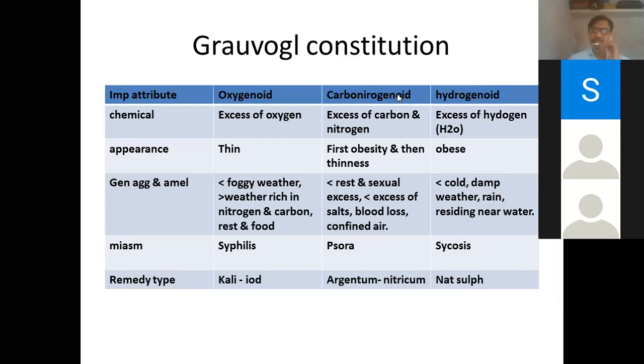Now Dr. Grauvogl says that whenever you are taking an interview of a patient, whenever the patient says that his complaints are aggravated by these three important factors, you must take a note of this, and you must prescribe the remedies which are similar to the hydrogenoid constitution. And unless you prescribe the remedies belonging to this hydrogenoid constitution, there are very few chances of getting a cure of that patient.